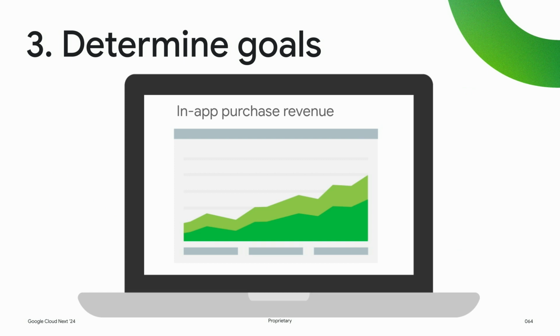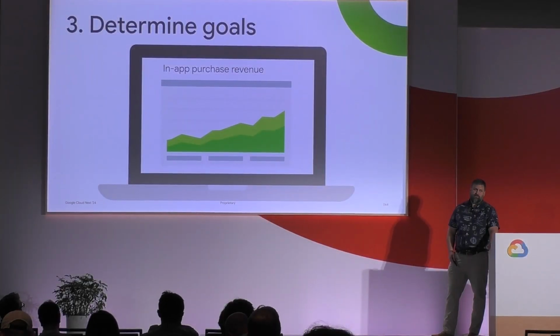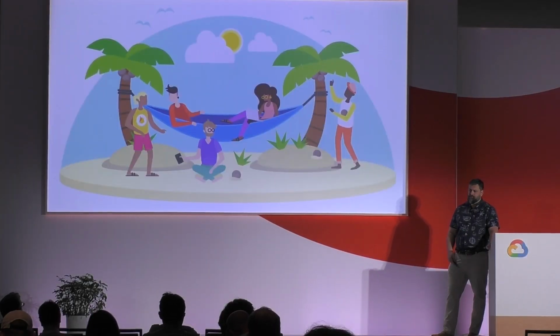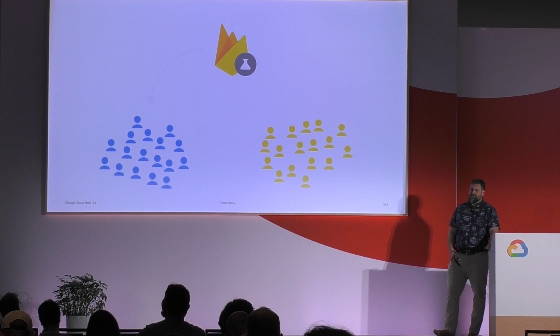After that, you just need to decide what goals you want to achieve from your experiment. And this might be something like increasing your in-app purchase revenue or user retention. But your goal can really be anything that you're interested in measuring using analytics. Once all of that is done, you're on the beach. You can sit back and relax and let the A/B test do its work.